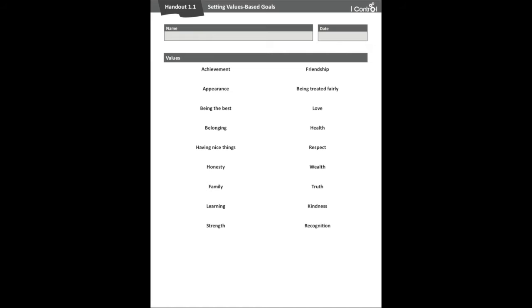Now turn to Handout 1.1, which has a list of values. Please pause the video and circle the values that are most important to you. When you are done, press play.